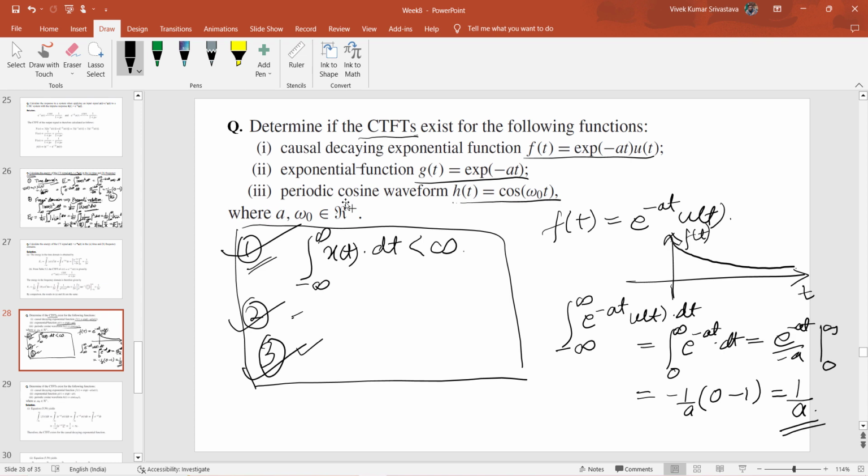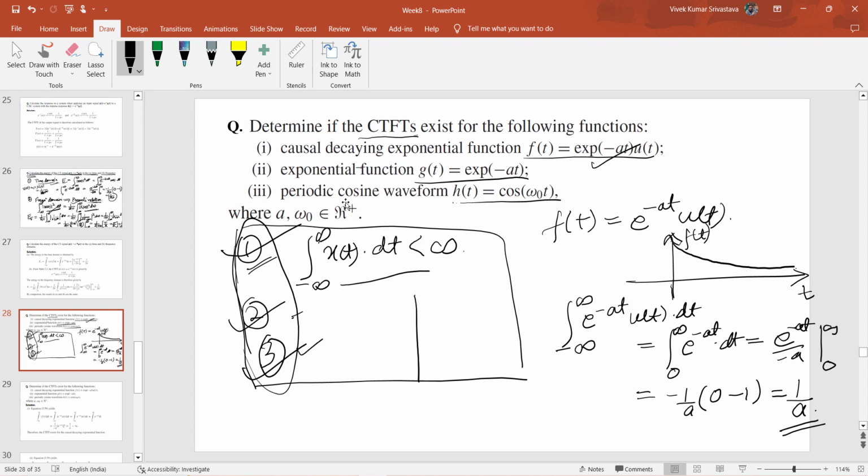Okay, so this basically shows that the integral of this function will be finite. So from here we can say that all the three conditions are satisfied, so we can say that the Fourier transform for this function will exist. Similarly, we can check the Fourier transform for the second function, that is g of t.